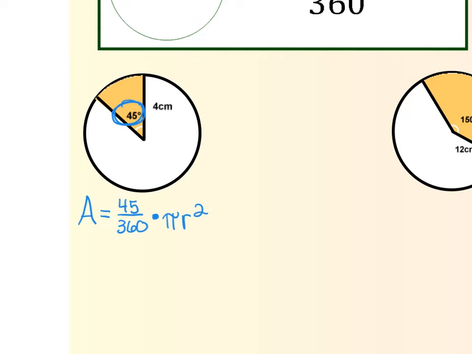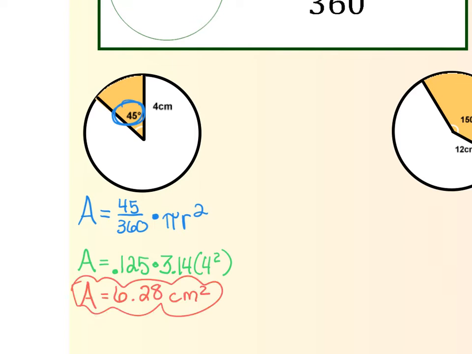Next, we're going to rewrite with substitutions. So area equals, now our 45 divided by 360, if you go ahead and do that on a calculator, you see that it's 0.125, must be an eighth of a circle, times our 3.14 for pi, times the radius squared, so 4 squared. So this is my substitution row. I want you to pause the video, go ahead and calculate this, and see if you end up with the same solution as I did. So you should have ended up with 6.28 square centimeters.